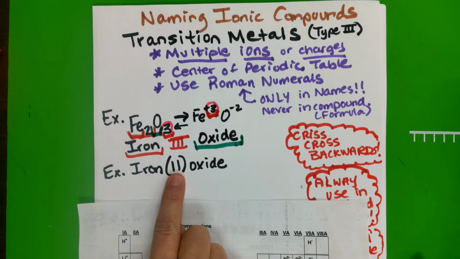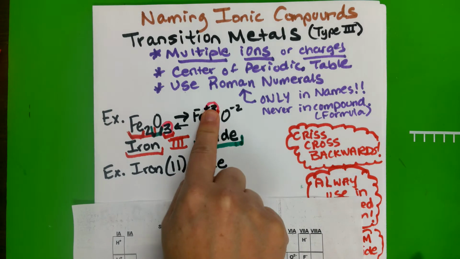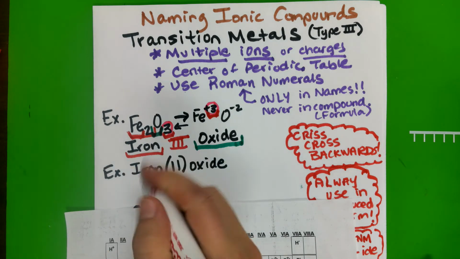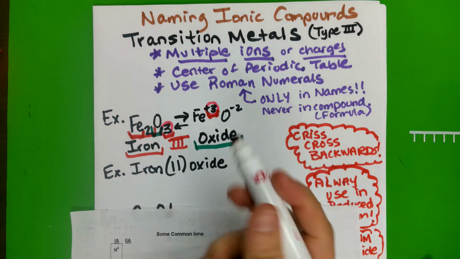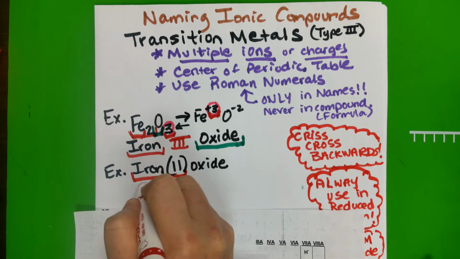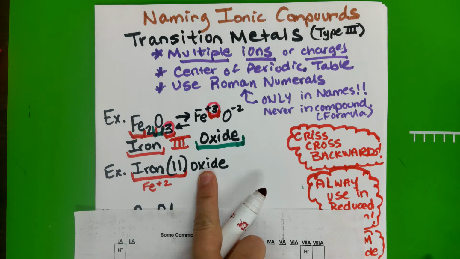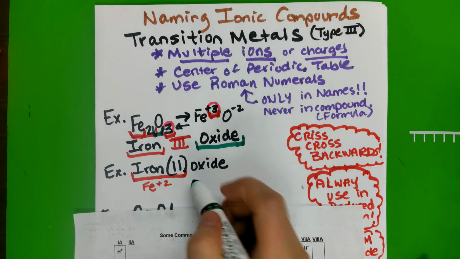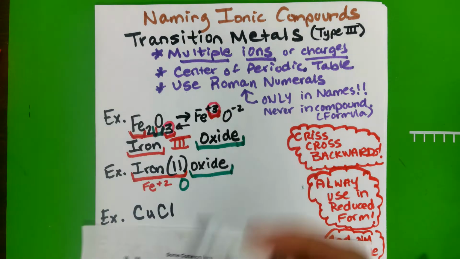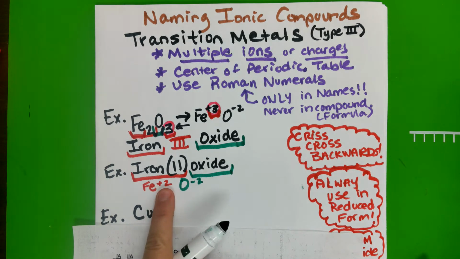So this is iron 2 oxide, right? So now we know that this 2 is the charge, right? So that means, and I'm going to make it in red iron, so it will be Fe, and then plus 2. And then oxide is oxygen, so I'm going to put that one in green. So that's oxygen, and oxygen has a -2. So it will be a -2.